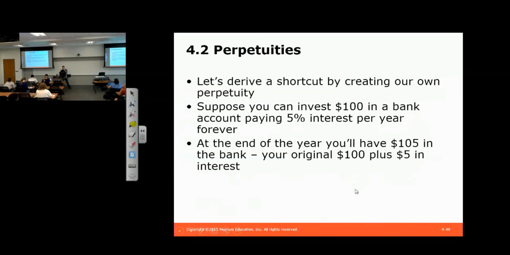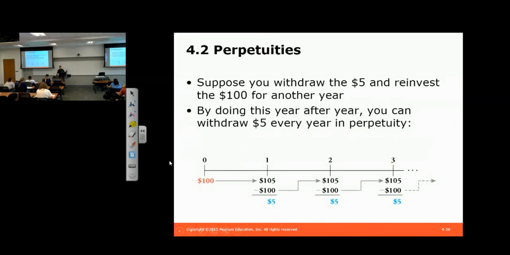Let's look at creating our own perpetuity. Let's say that we can invest $100 in a bank that pays 5% interest per year, and we can lock in that interest rate now by contract. In reality, the interest rate would vary, but for simplicity's sake, let's just say it's 5%. So when you deposit that $100 into the bank account, at the end of the year, you'll have $105. What you're going to do is draw off that $5 in interest, leave the $100 there to earn interest for another period, draw off the $5 again, leave the $100 there. So your timeline ends up looking something like this.